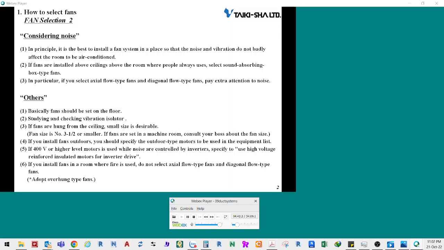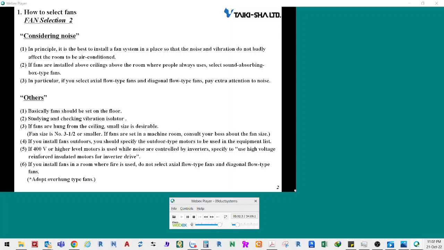If 400 volt or higher level motors are used while noise is controlled by inverters, the temperature of motors may rise abnormally. You must therefore specify to use high voltage reinforced insulated motors for inverter drive in the equipment list.